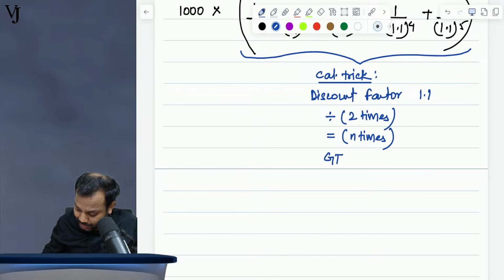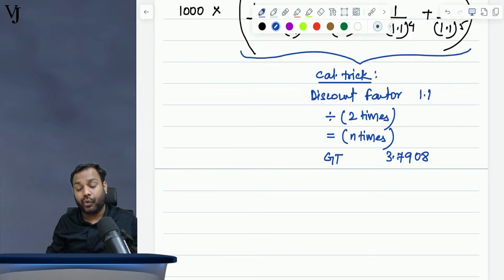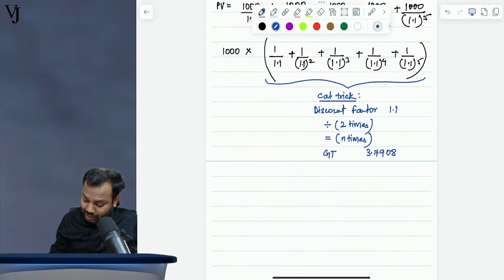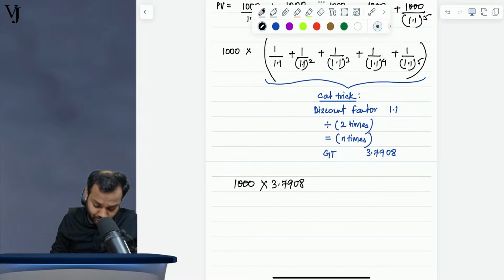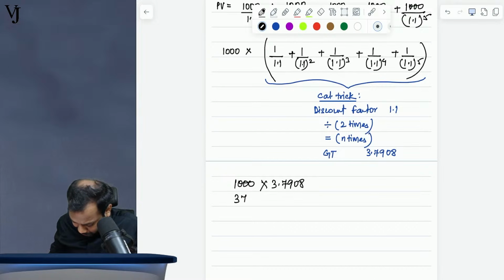The figure that arrives is 3.7908. Go till 4 decimals. So now what is the amount? It is 1000 multiplied by 3.7908, multiplied by 1000. That comes to 3790.80, which is the present value.